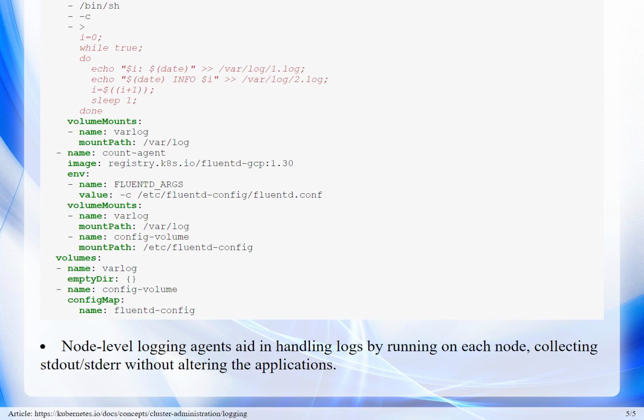1. Node-level logging agent. Kubernetes lacks native cluster-level logging solutions, but using a node-level logging agent can help. This agent, typically a container, collects logs from application containers on the node and sends them to a backend. It runs as a daemon set, collecting stdout and stderr logs without altering applications. This method streamlines log aggregation.